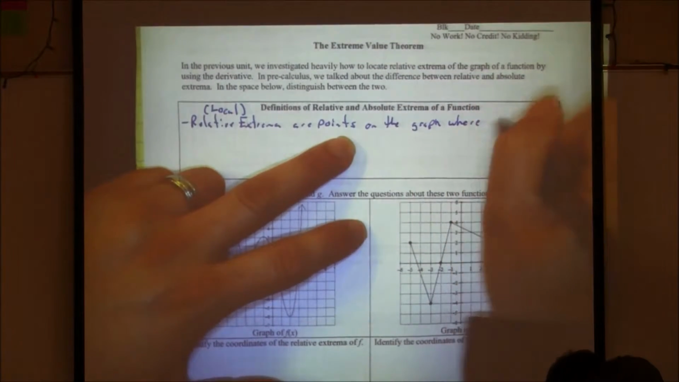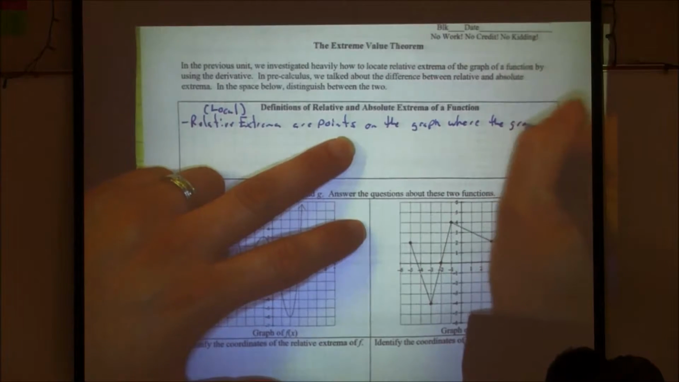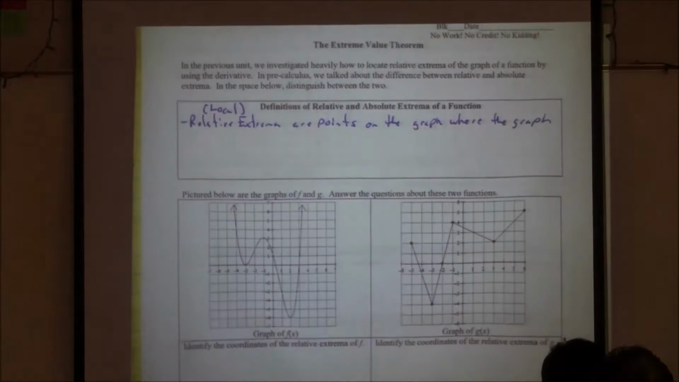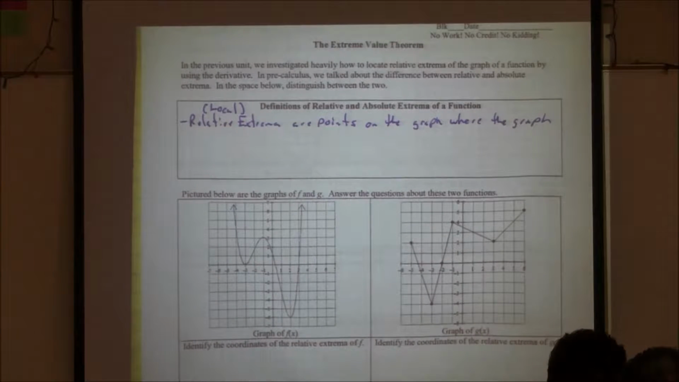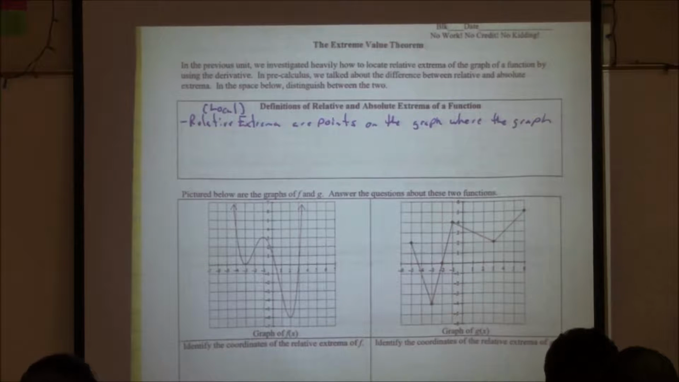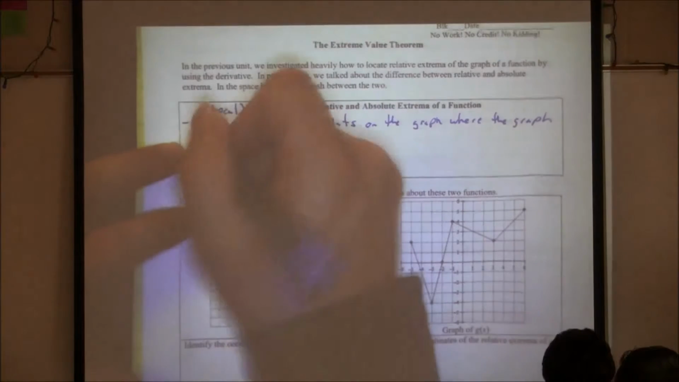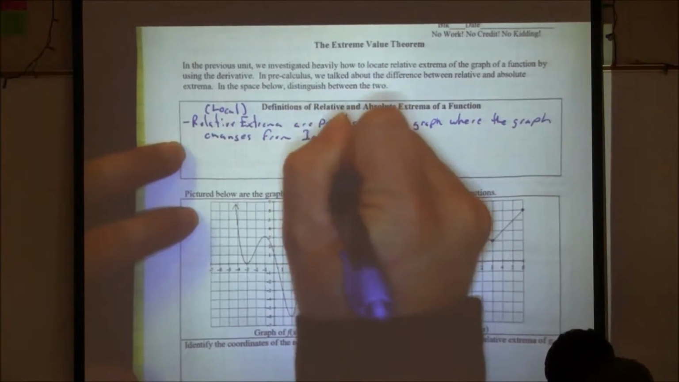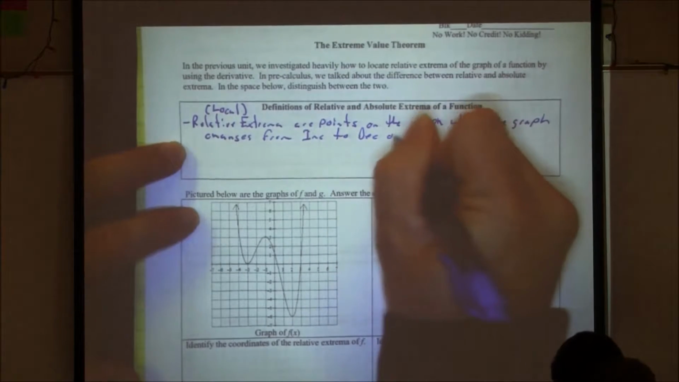where the graph does what? How do I know that I have a relative extrema? Beautiful. So that's where the graph changes from increasing to decreasing or decreasing to increasing, right? The first derivative changes from positive to negative or negative to positive. So there are points on the graph where the graph changes from increasing to decreasing or vice versa.